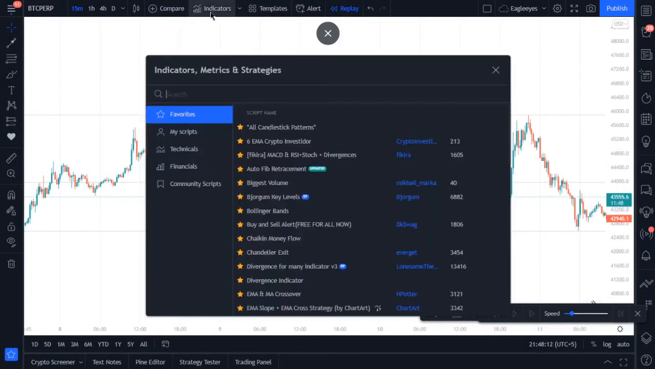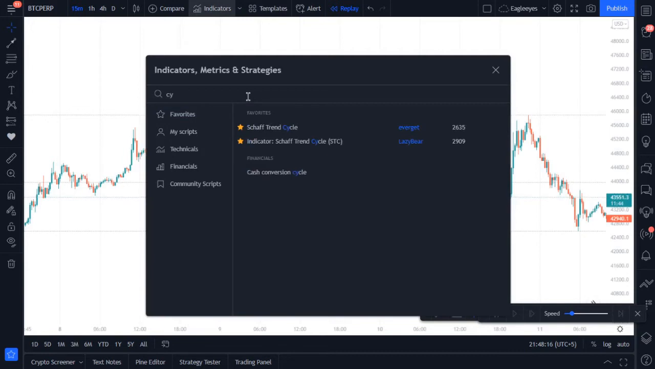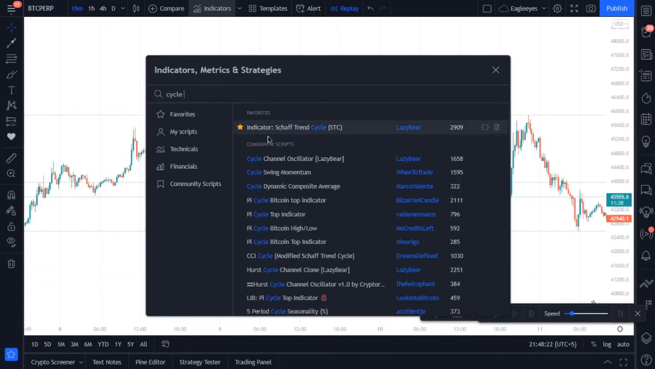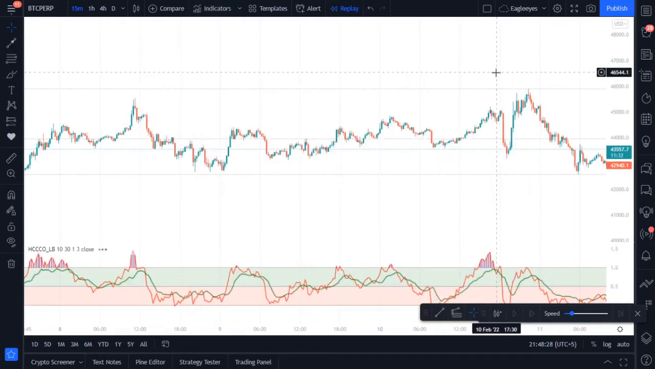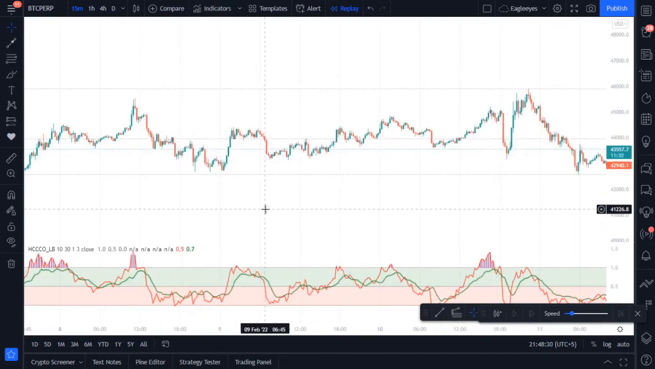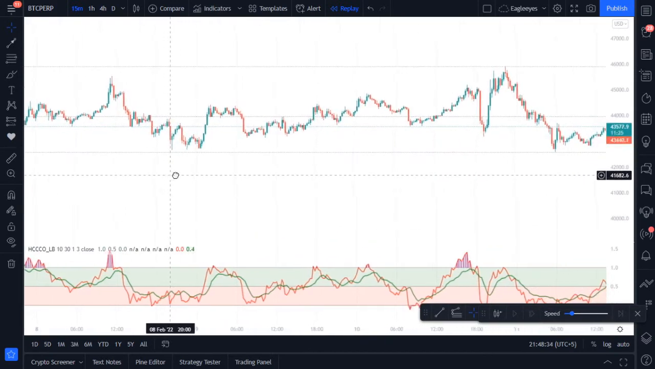So now the first step is to go to indicators and search for cycle channel oscillator. Now we will use this one, this LazyBear one. So you will click this one. Now we have our indicator set up. Now let's go for the plan.